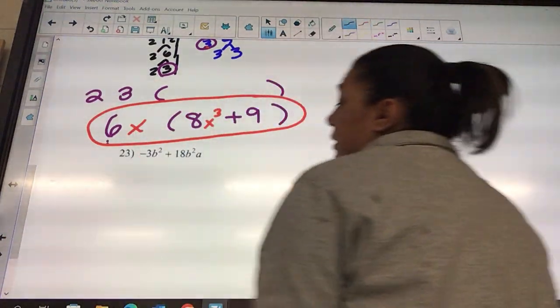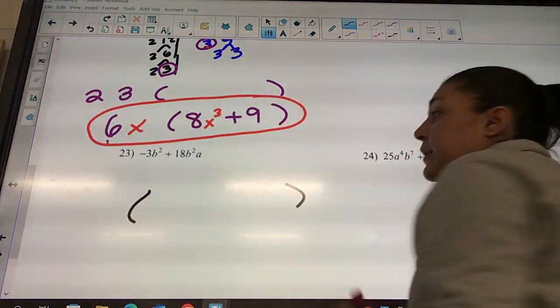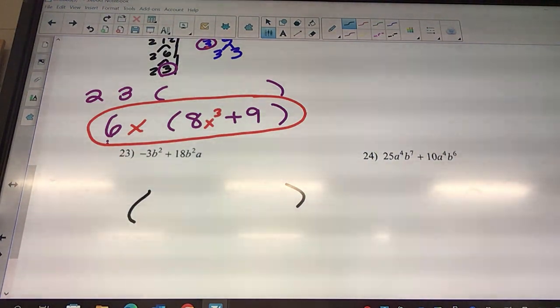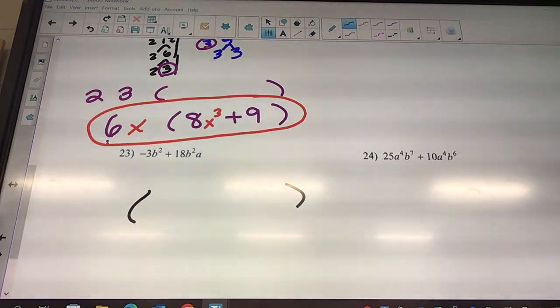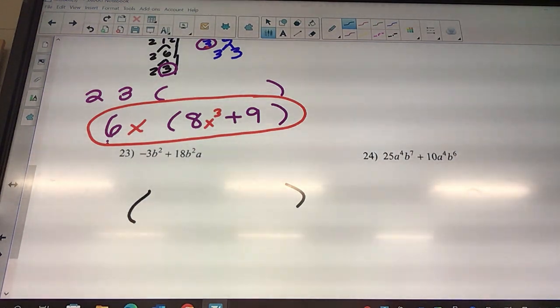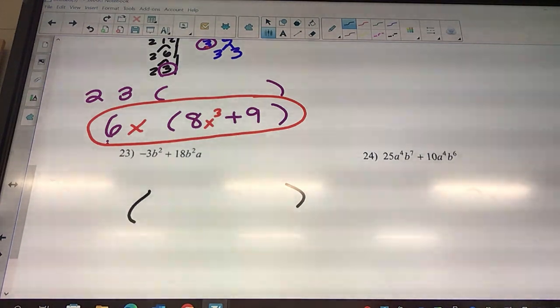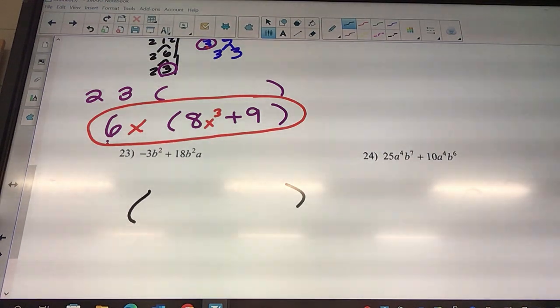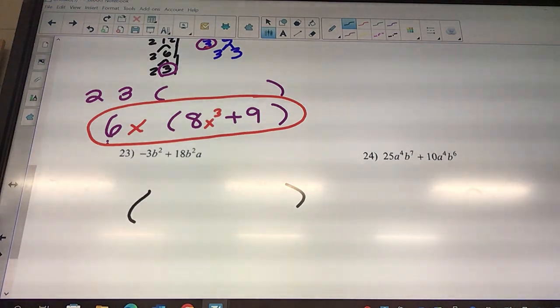Okay, 23 is going to be the same, so we can draw our parentheses. Now this one I'm going to do the shorter way. What is our smallest number up there, 3 or 18? 3. That means that I can only pull out a 1, 2, or 3. Because it says GCF, that means we're going to pull out the biggest. So does 3 go into 3? Yes. Does 3 go into 18? Yes, so that means 3 is my biggest factor.